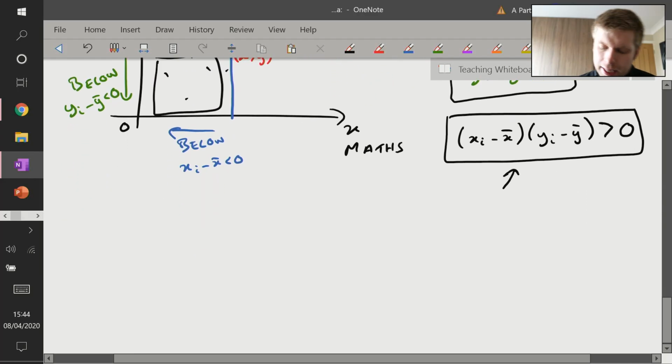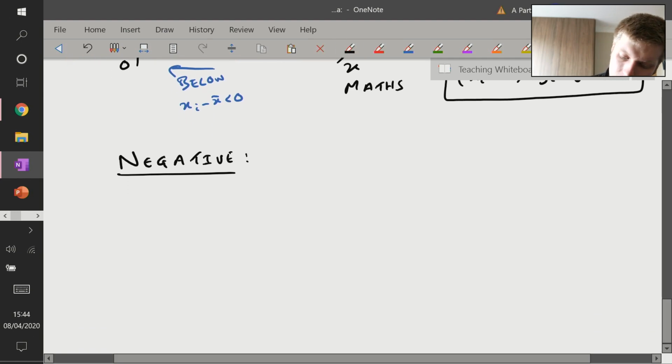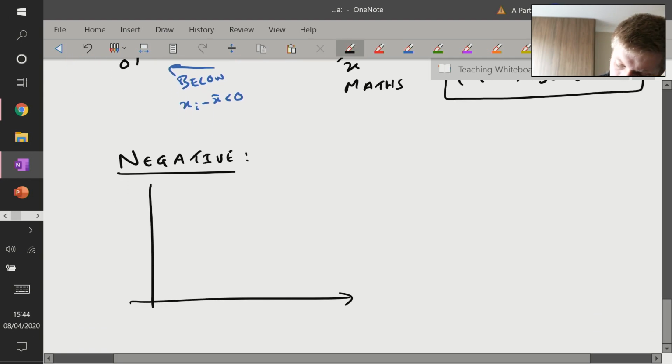But let's look at a similar case, but this time done from the perspective of negative correlation. So negative correlation would look something like this. This would be X, my maths paper, and this would be Y, my stats paper. In other words, negative correlation will look something like this.